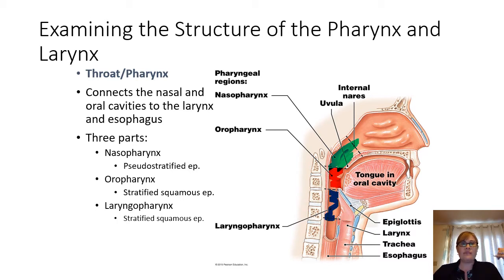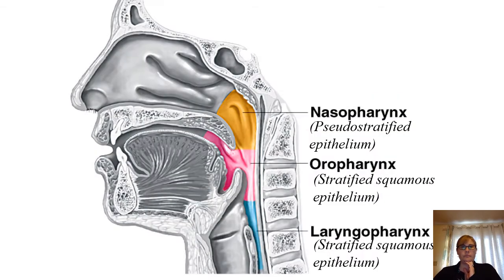And they have different epithelial tissue types in each section. The nasopharynx is going to have pseudostratified again. Oropharynx is stratified, and laryngopharynx continues to be stratified. The reason for these is because of the need. So the oropharynx and laryngopharynx are going to be exposed to food. So again, that's that stratified squamous. Nasopharynx, oropharynx, laryngopharynx. Not much else to say here about these structures.